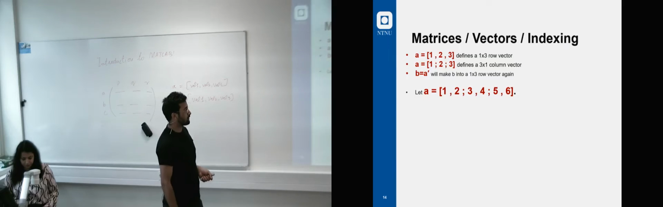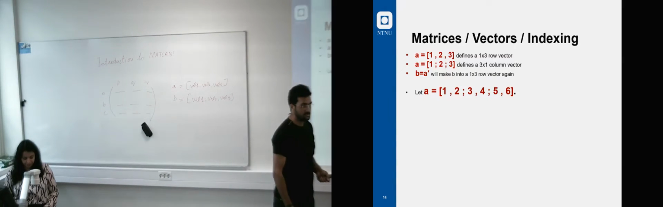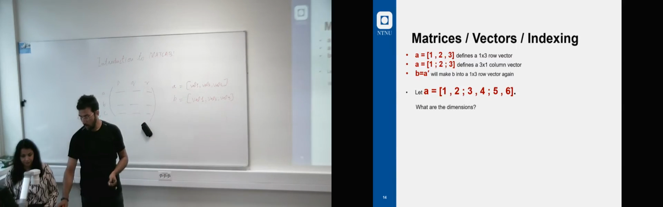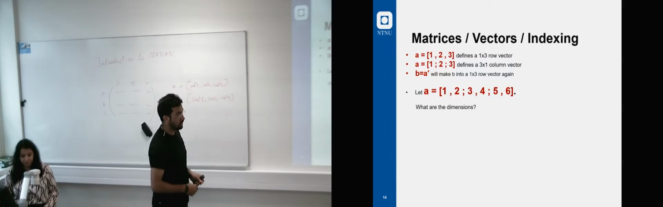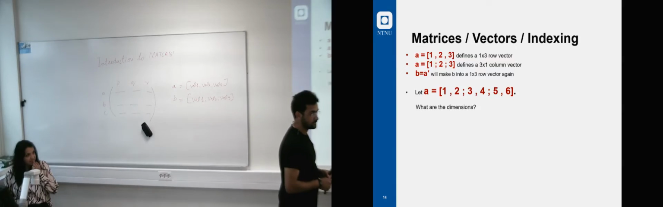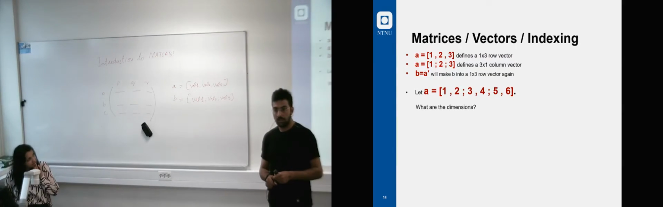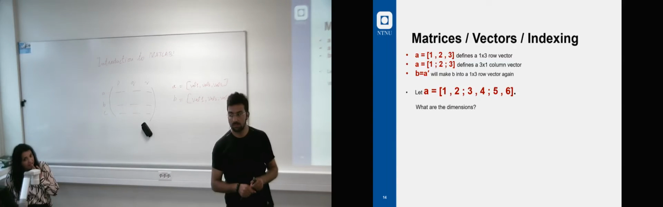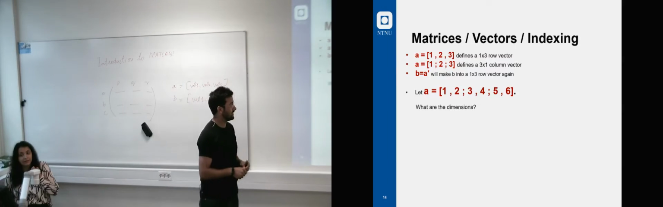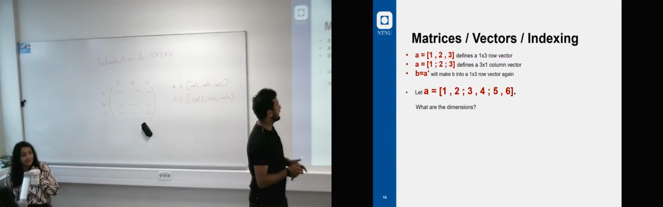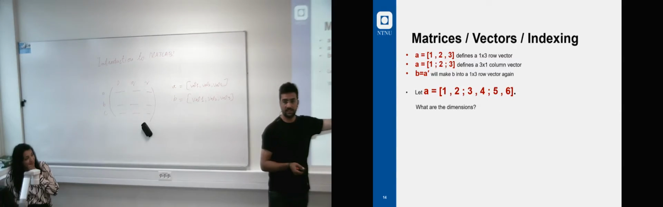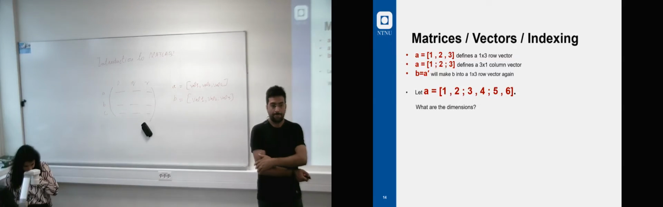If I create a matrix like this, can you tell me what will be the dimensions of this matrix? Yeah, 3 rows and 2 columns. Any more answers? 2 rows and 3 columns. Contradicting? Any more guesses? Because it is clear which sign will create a row and which sign will create a column. 2 by 3.